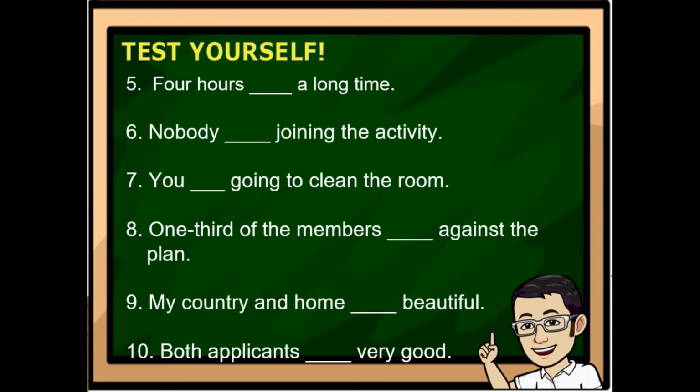Number 5. Four hours blank a long time. 6. Nobody blank joining the activity. 7. You blank going to clean the room. 8. One third of the members blank against the plan. 9. My country and home blank beautiful. And number 10. Both applicants blank very good.